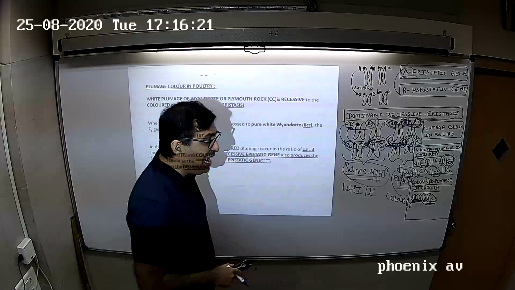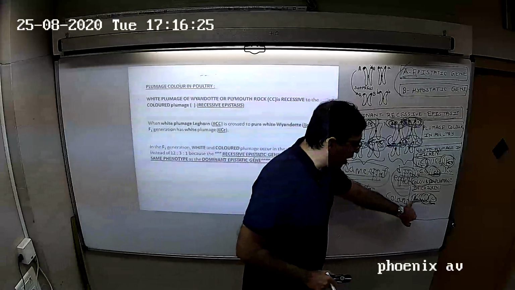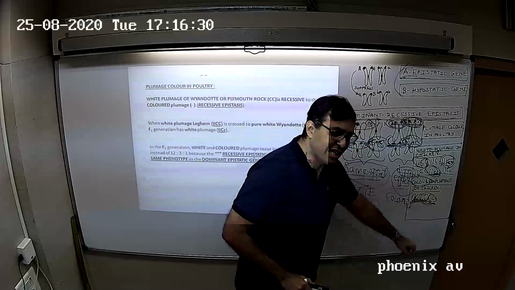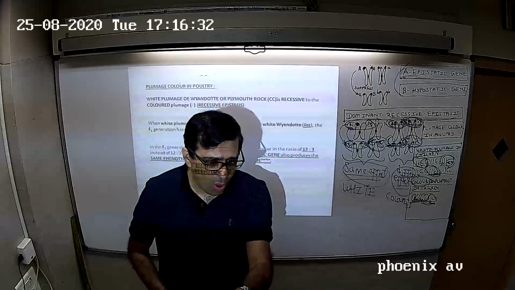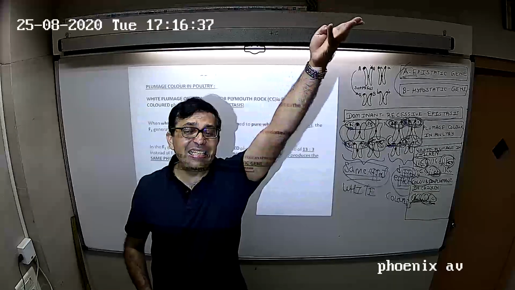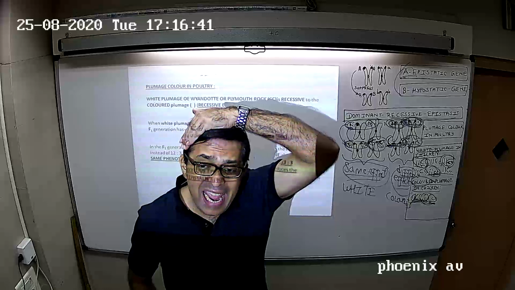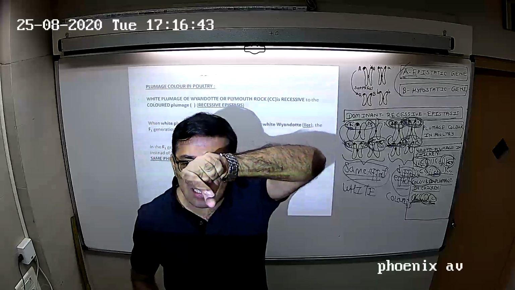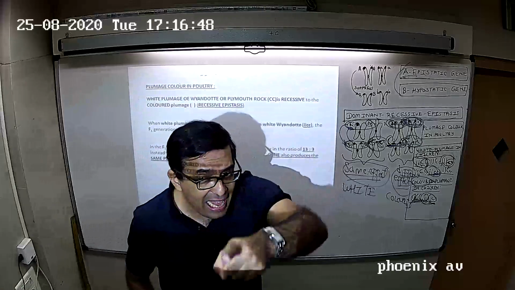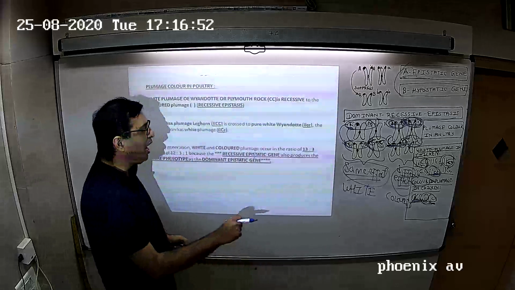When will you get colored chicken? Only when there is small i, capital C, small i, capital C, small c, in which small i becomes epistatic over dominant allele, capital C, small c, or capital C, capital C. तब आएगा colored plumage. Let's now understand this.